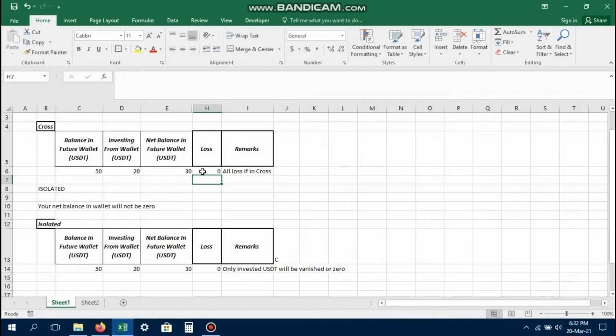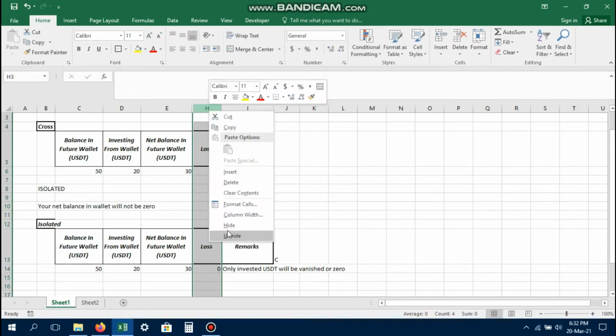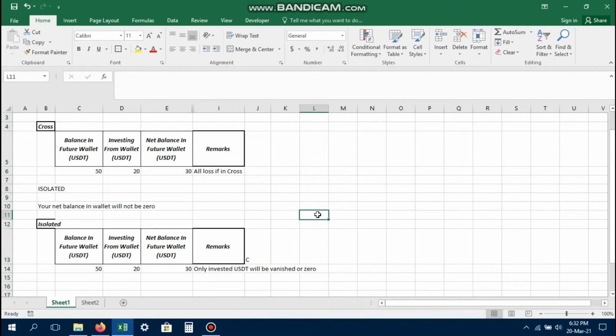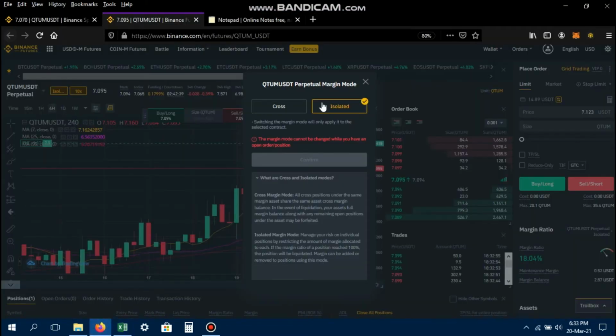Let it be zero, and this column doesn't have to do anything, just for understanding. In isolated, only the invested amount will be zero. Okay, now you would have understood the difference between cross and isolated.